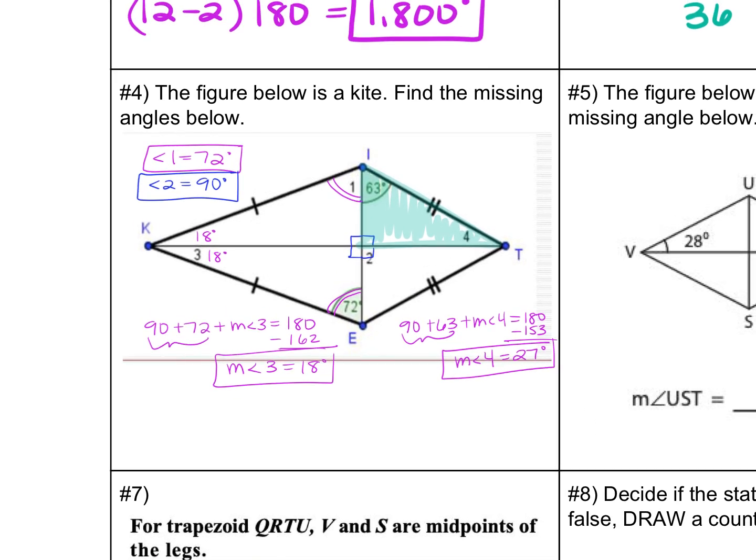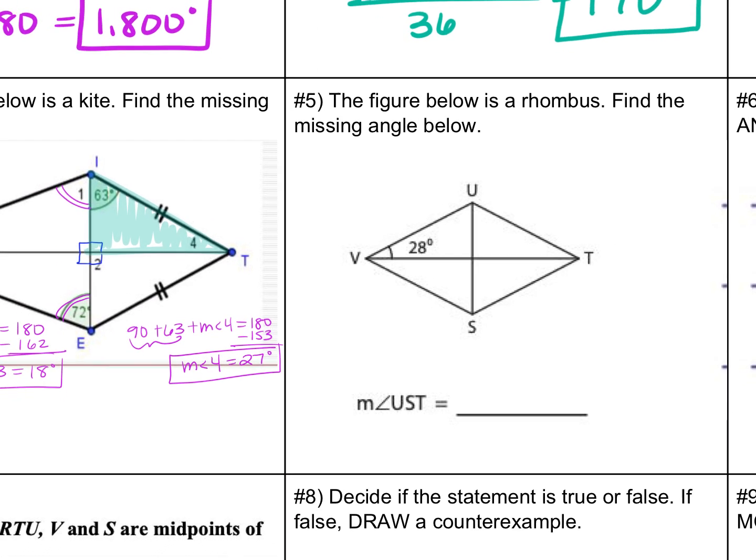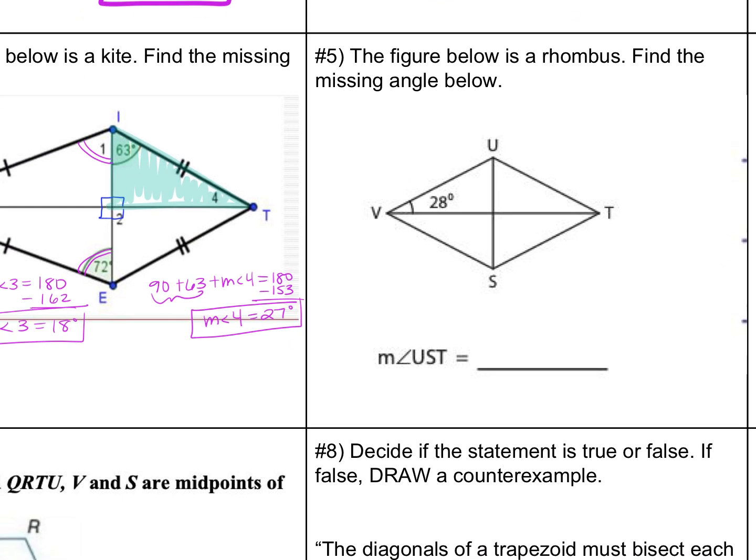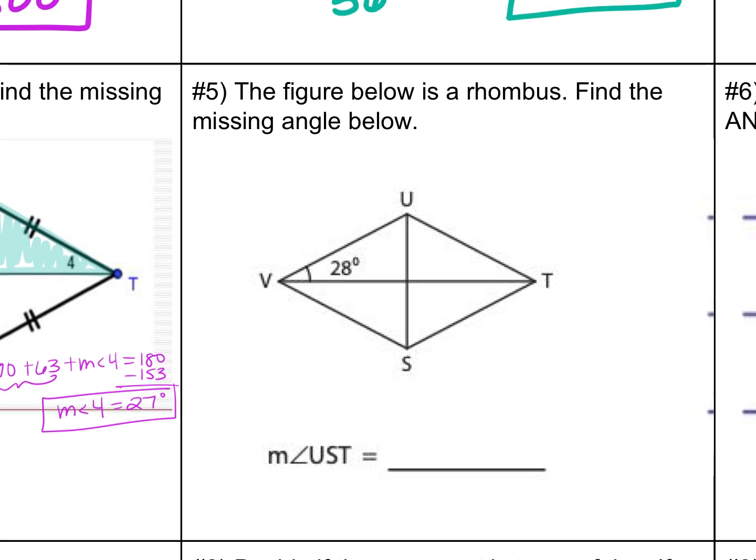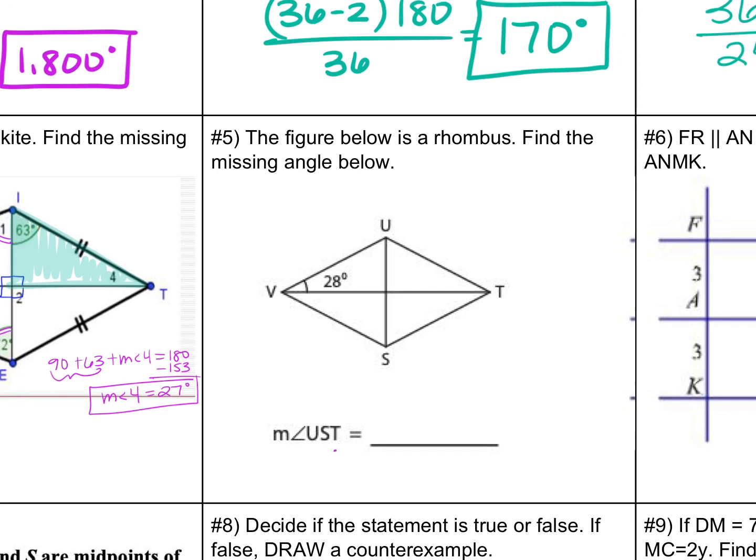All right, number 5 says this figure is a rhombus. Find the measure of the missing angle. So the angle that they're giving us here is UST. That's this angle. How do we get there? You can tell that all of them are 90-degree angles. All of the corners, like in the middle. In the middle, right? The diagonals are perpendicular, so we know these are all 90. And then from there, we can do 90 plus 28 minus 180 to get our angle.